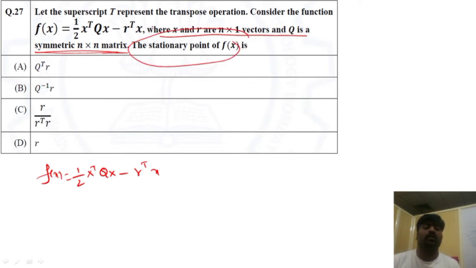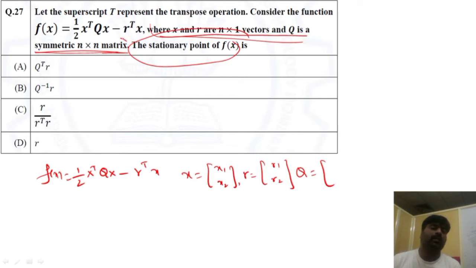We'll go for stationary points later. First we'll expand this. Let x be a 2 by 1 vector, x1, x2. And r, I'll take r1, r2. And Q, a symmetric n by n matrix, I would like to take a 2 by 2 symmetric matrix. So that will be a, b, b, c. This is a symmetric 2 by 2 matrix. Symmetric means these values are the same.